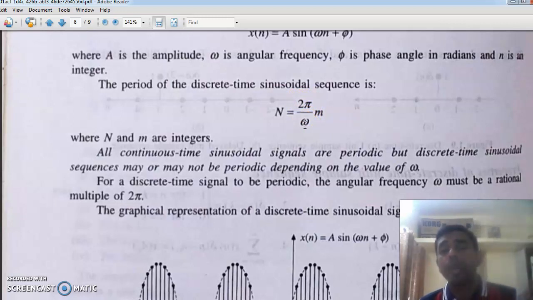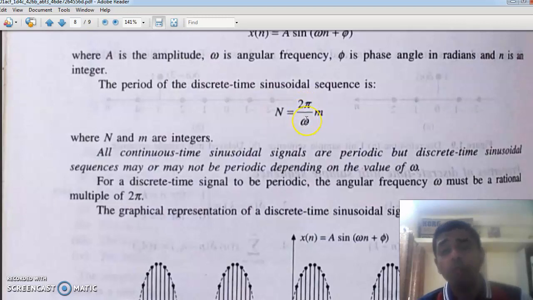But that is not ready-made. Why? Because pi is an irrational number. What is pi? Pi is not 22 by 7. It is 3.14 and continues like that, so pi is called an irrational number. So N by m is not rational every time. The rationality of N by m depends on 2 pi by omega.